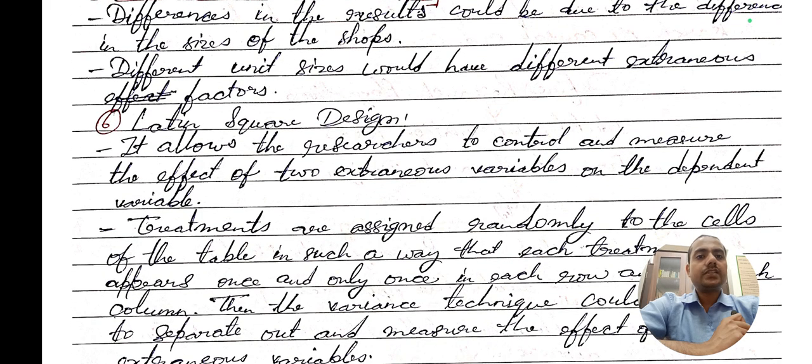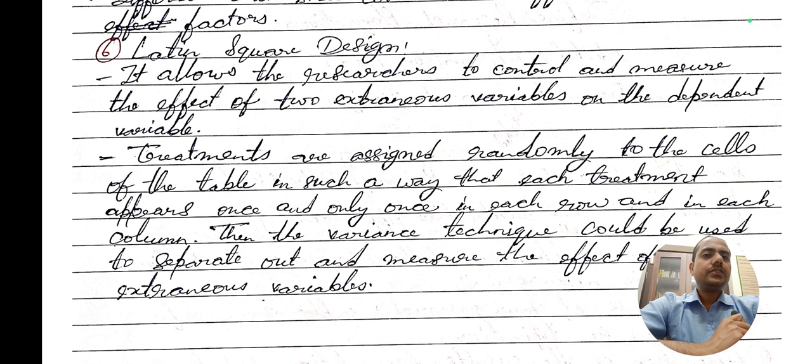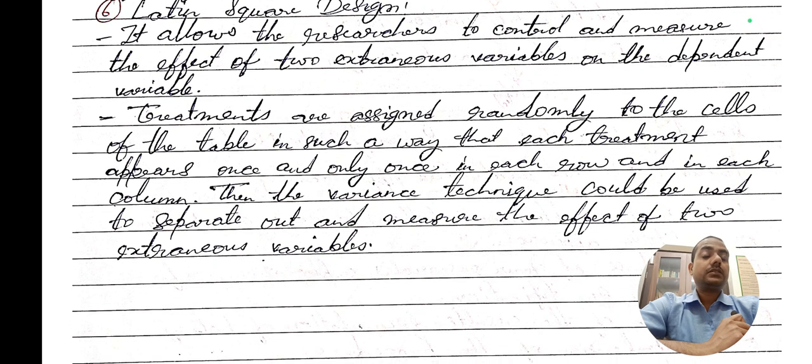And in case of the Latin square design, it allows the researcher to control and measure the effect of 2 extraneous variables on the dependent variable. Treatments are assigned randomly to the cells of the table in such a way that each treatment appears once and only once in each row and in each column. Then the analysis of variance technique could be used to separate out and measure the effect of the 2 extraneous variables.